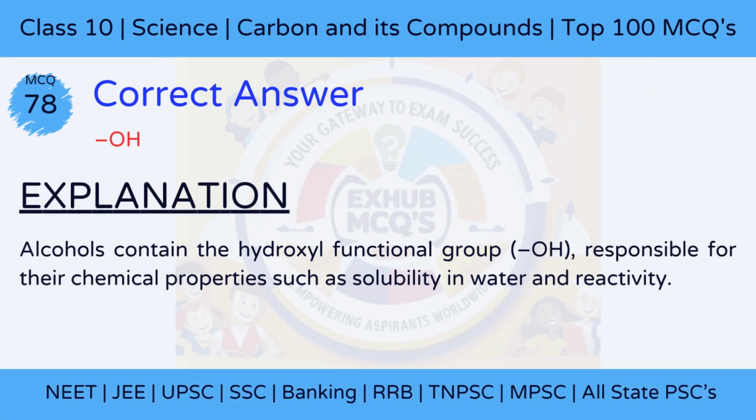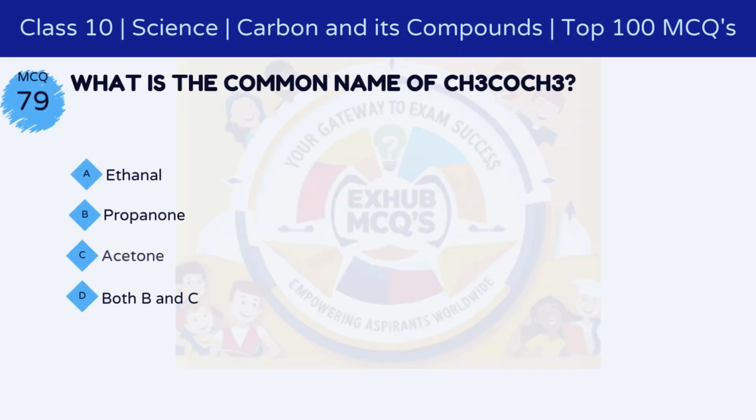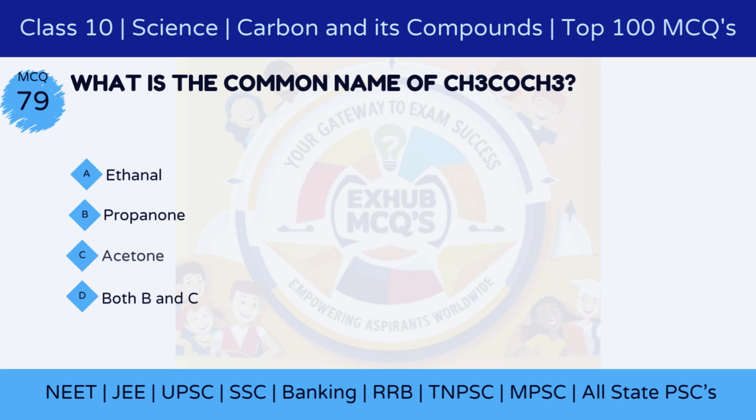The correct answer is option C, OH. Alcohols contain the hydroxyl group, OH, which determines their chemical and physical properties, such as their ability to form hydrogen bonds. MCQ 79. What is the common name of CH3COCH3? Option A, ethanol. Option B, propanone. Option C, acetone. Option D, both B and C.